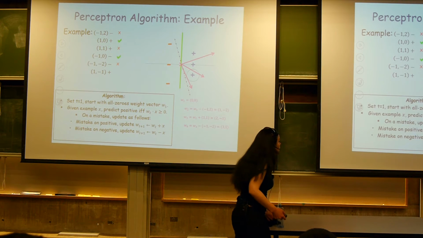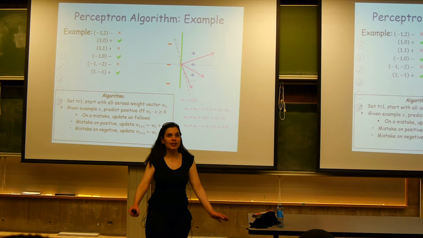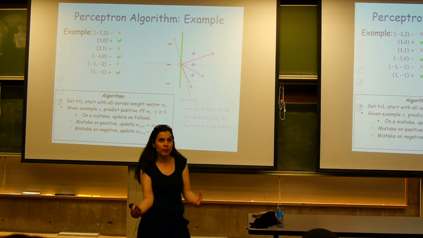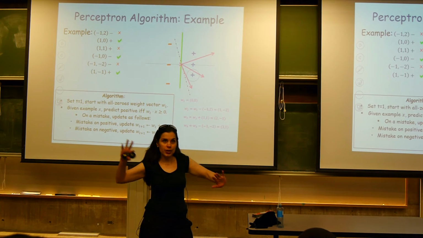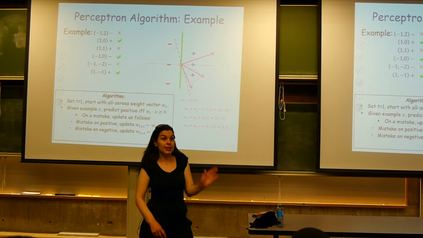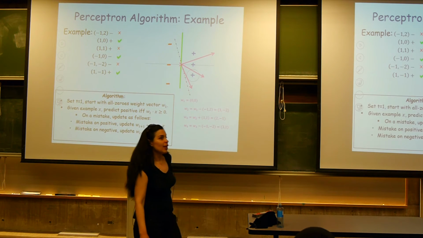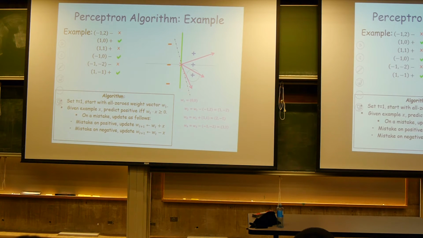Okay, so that's the algorithm, and it turns out you can analyze the performance of this algorithm as a function of the geometric margin. You can show that if the sequence of examples that we get has a large geometric margin, then the number of mistakes you're ever going to make depends just on that margin and nothing more. Now let me describe the notion of margin that Perceptron uses.